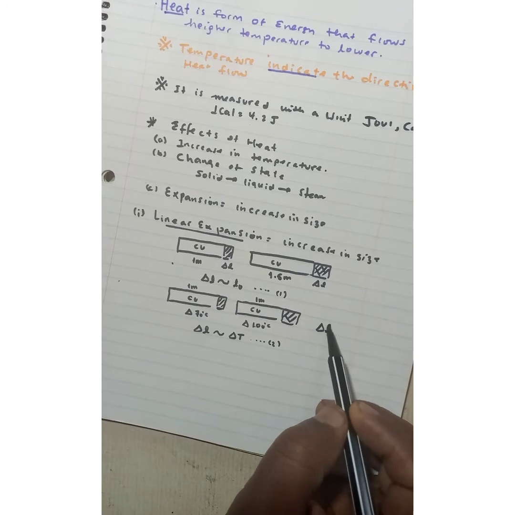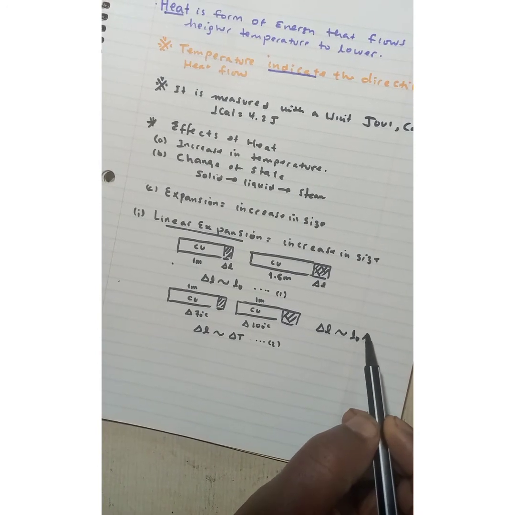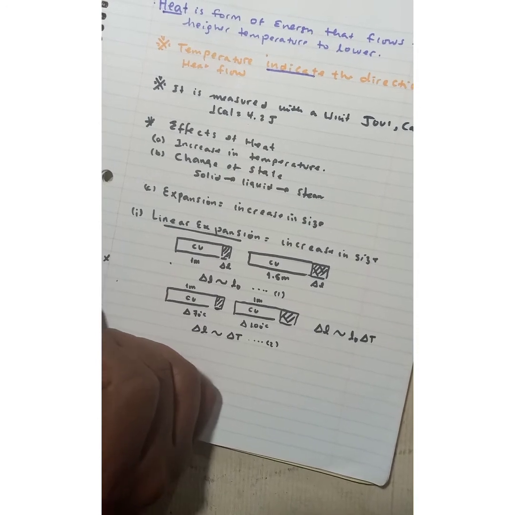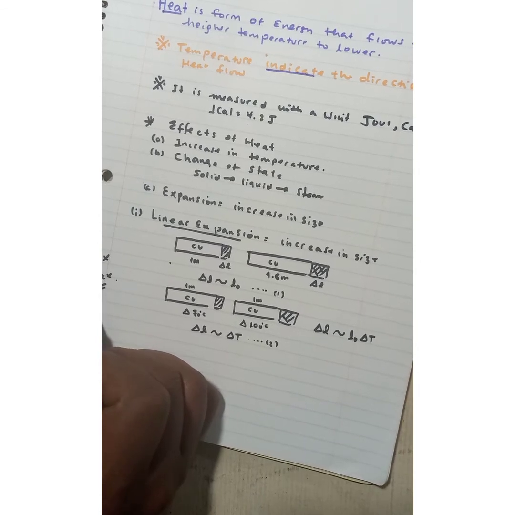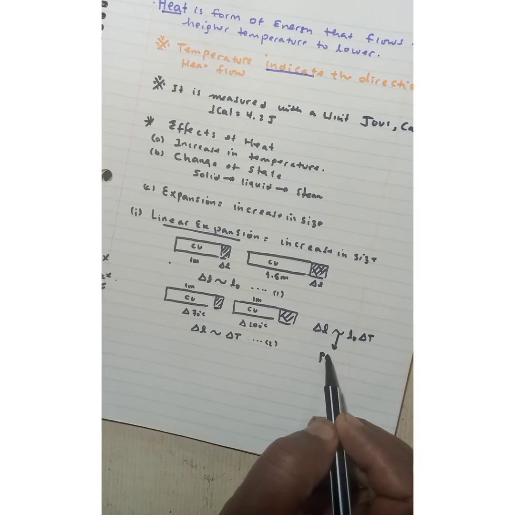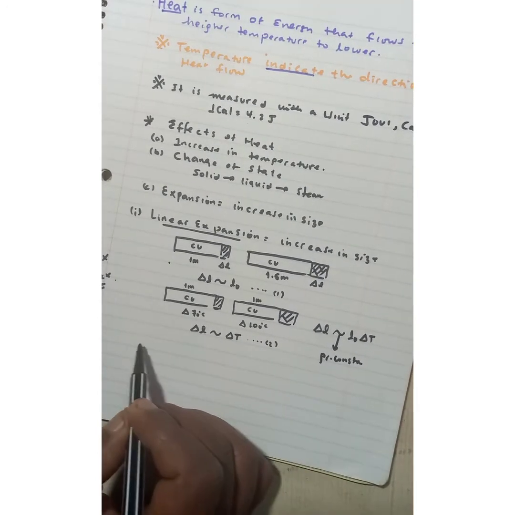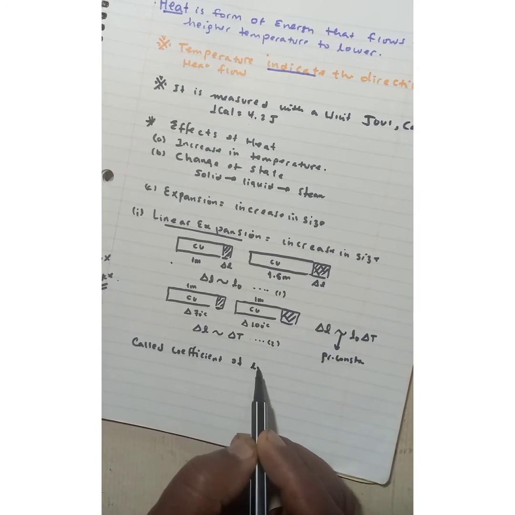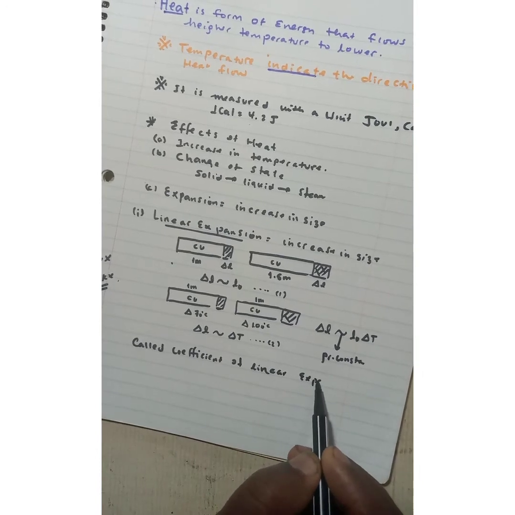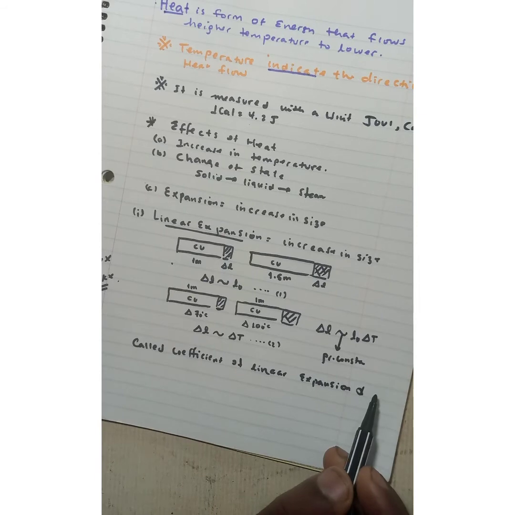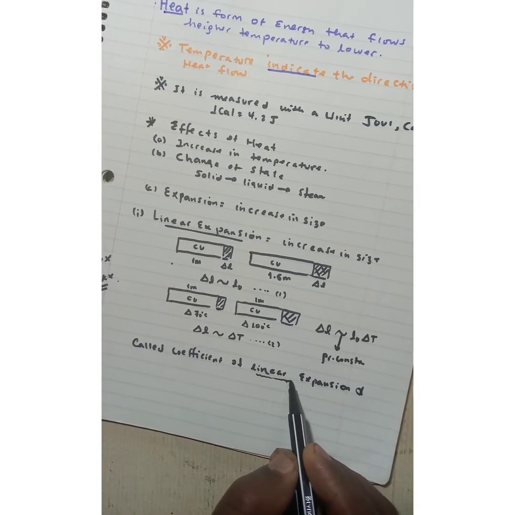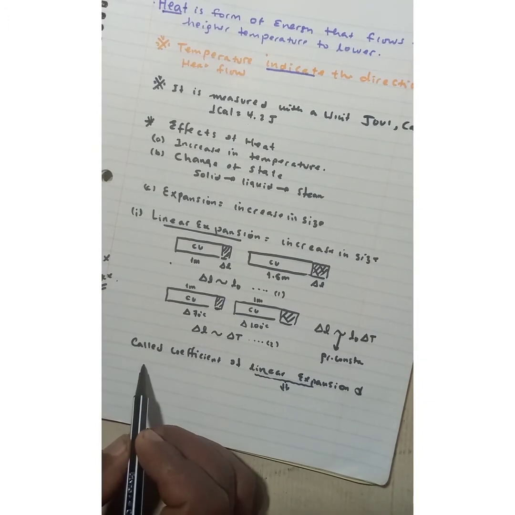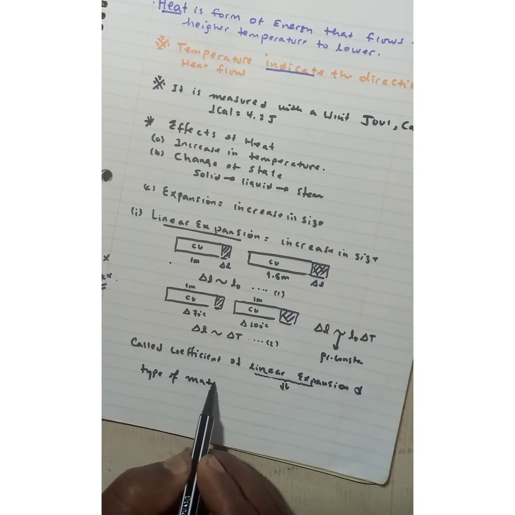Now delta L is directly proportional to original length and change in temperature. In your mathematics, again, y directly proportional to x, there must be some constant k which satisfies this equation. Similarly, there is a proportionality constant called coefficient of linear expansion, and it is denoted by alpha. This is the mathematical meaning; the physical interpretation of the proportionality constant is the type of material.